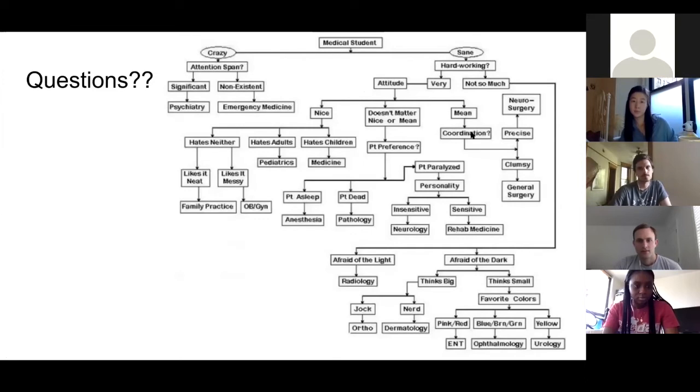And so here, yeah, we're happy to take any questions that you guys have on this. This is just a flow chart which kind of plays into some of the stereotypes that people have about different medical specialties, and you can take a second to figure out, based on this totally non-scientific methodology, which medical specialty you should be doing if you are a medical student.